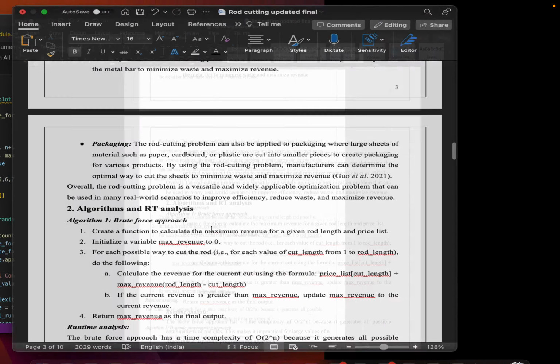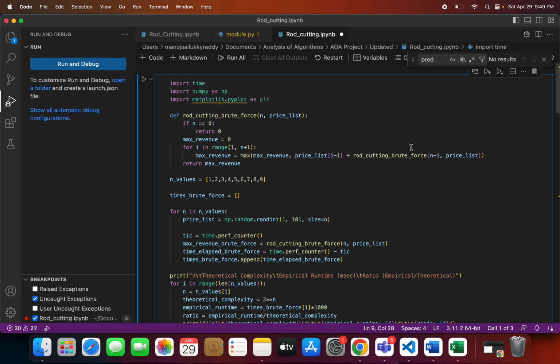So moving to the code, this is the code which I implemented using the brute force method. Here the code is an implementation of the rod cutting problem using brute force recursion. As I already said, it is to find the maximum revenue that can be obtained by cutting a rod, and the main function here, rod cutting brute force, implements the brute force recursion. It takes two arguments, n, the length of the rod, and the price list. And next, the time brute force list is used to store the empirical runtimes of the brute force algorithm for different values of n.